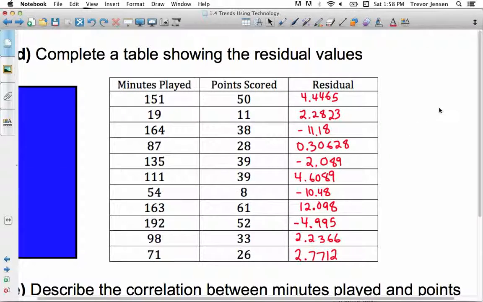So hopefully you've tried a couple examples, and hopefully you're confident performing a linear regression using your calculator now. And just let me know if you have any questions.